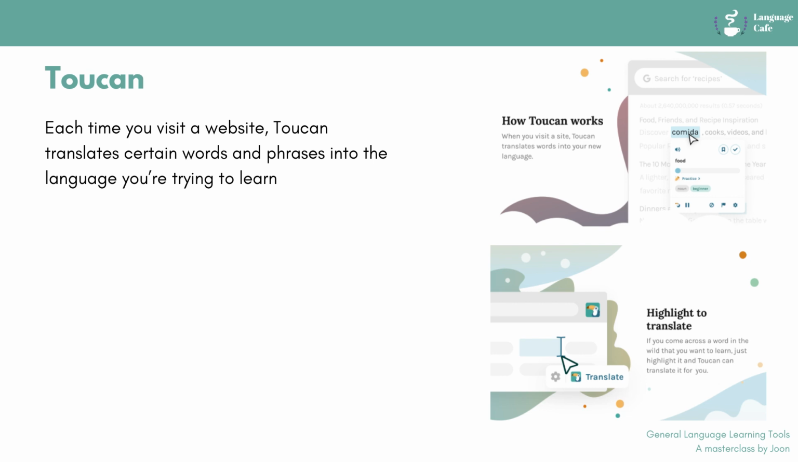So the way that it works is when you visit a site, Toucan translates words into your new language. This one says food, friends, recipe information, discover. It has a word in Spanish right here, and you can learn occasional vocab words in context of reading stuff in your native language. You can also highlight to translate. If you come across a word and you just want to learn it, highlight it and Toucan will translate that.